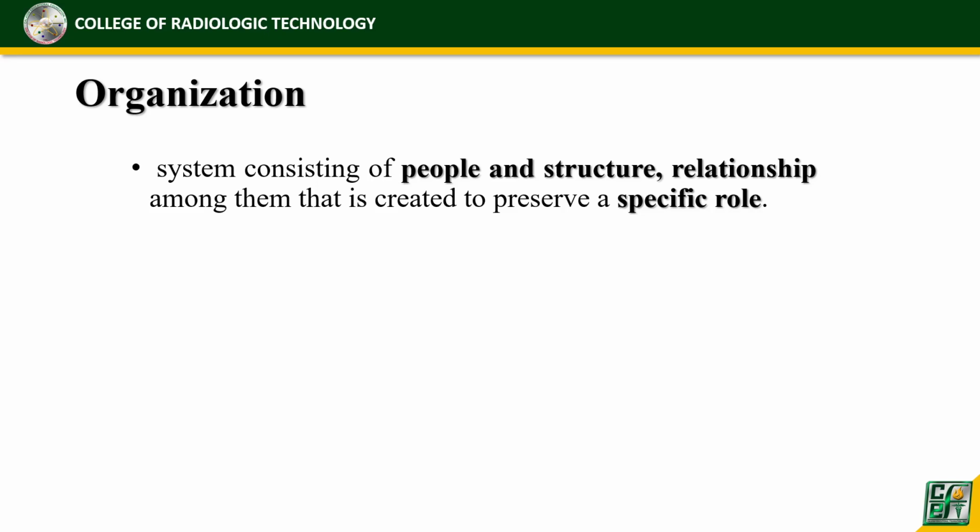So, organization is a system consisting of people and structure. Relationship among them is created to preserve a specific role. So, in this first definition, organization is seen as a system, not only composed of people or persons, but also of structure.